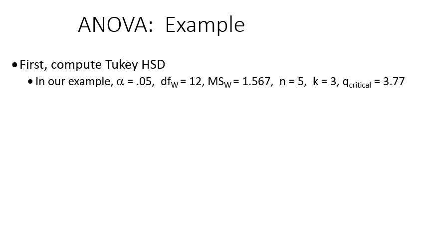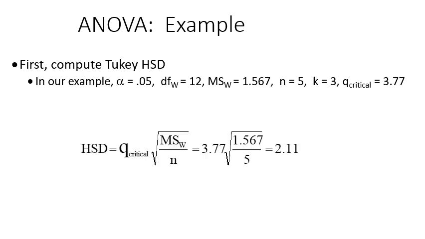So again, I'll change it here so it lines up with that chart. So if we plug all that in, we get our Q critical times our square root of mean square within divided by n. We get a HSD of 2.11. What does that HSD mean? That HSD of 2.11 means any differences between two means.